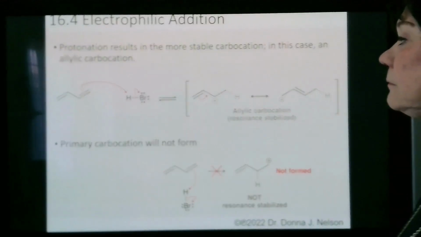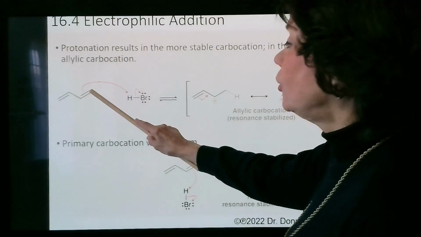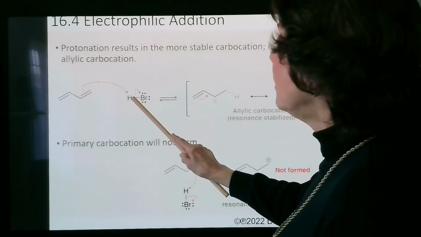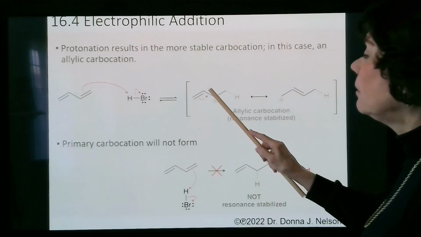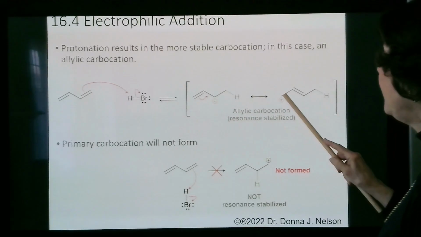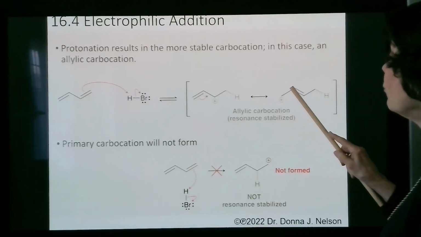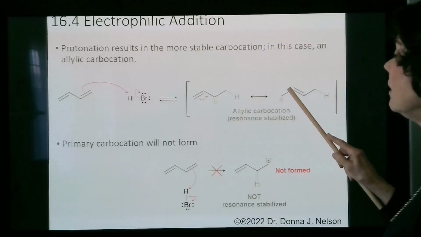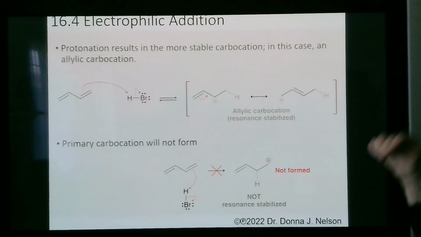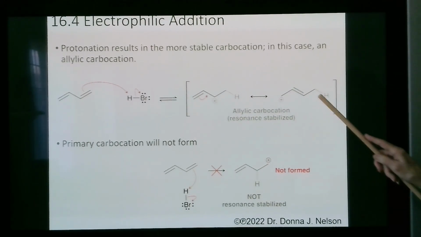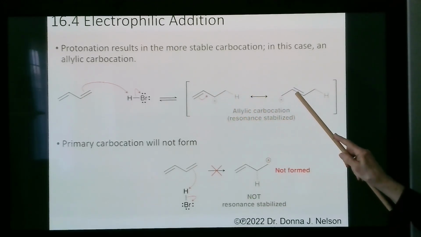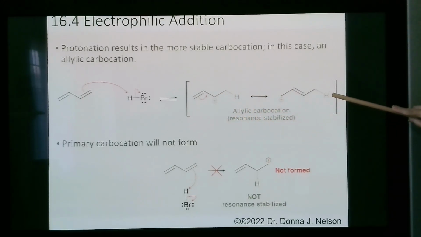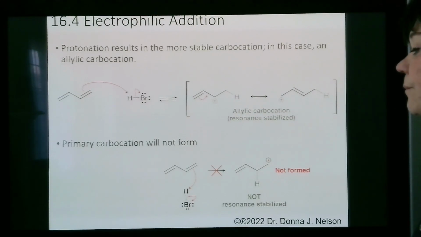Here we have protonation, which will happen in a way to give you the more stable carbocation, which will be the allylic resonance stabilized carbocation. And you can see the two resonance forms of that allylic carbocation here. Here's the proton that was just added.